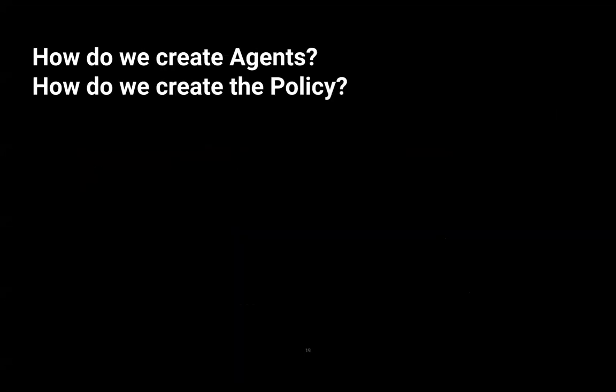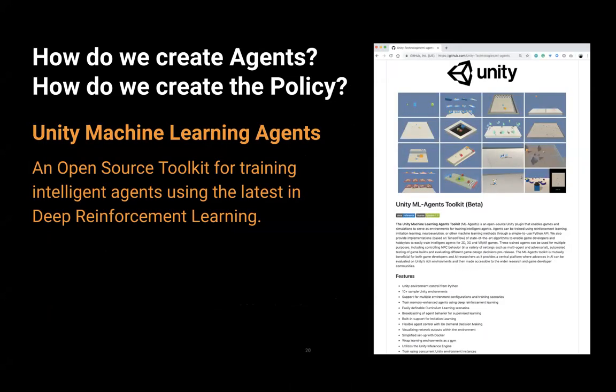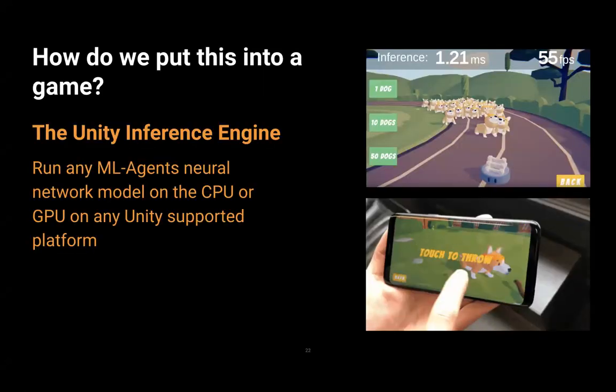So how do we actually go about creating agents and creating a policy for these agents? To do these two things, this is the ML Agents Toolkit. It's an open source toolkit. After this talk, you can definitely go straight to this URL and download the toolkit and give it a go. And we provide a lot of the latest algorithms in deep reinforcement learning to help you do this. Finally, once you've trained an agent and you're happy with it, if you want to put it into a game, we provide a plugin called the Unity Inference Engine.